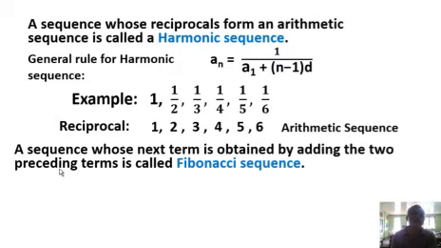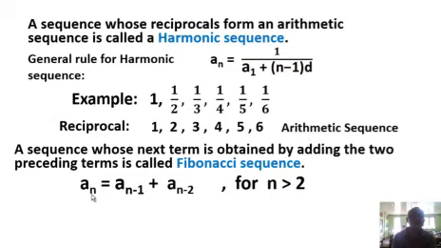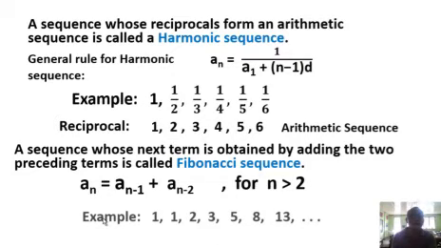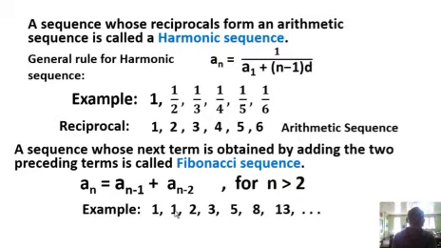Okay, next, another type of sequence is the Fibonacci sequence. It is a sequence whose next term is obtained by adding the two preceding terms. The formula for the Fibonacci sequence is a sub n equals a sub n minus 1 plus a sub n minus 2 for n greater than 2. For example, in this sequence, 1 plus 1 is 2, 1 plus 2 is 3, 2 plus 3 is 5, 3 plus 5 is 8, 5 plus 8 is 13, and so on and so forth.